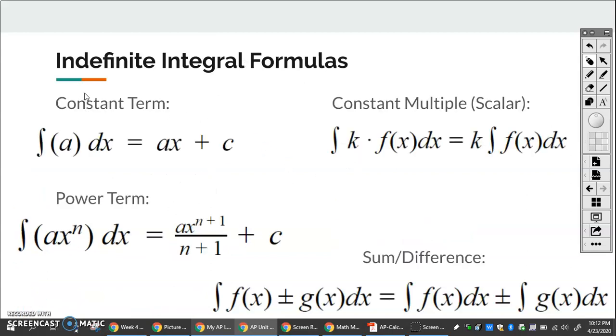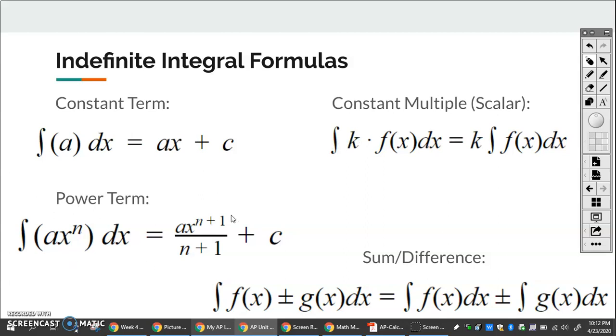When you're doing indefinite integrals, there's a bunch of formulas you're going to have to memorize or have a cheat sheet for. So the integral of a constant, the integral of 5, would be 5x plus c. If you have a constant, you can pull it out in front of the integral, and a lot of times you'll need to do that when you're doing u substitution.